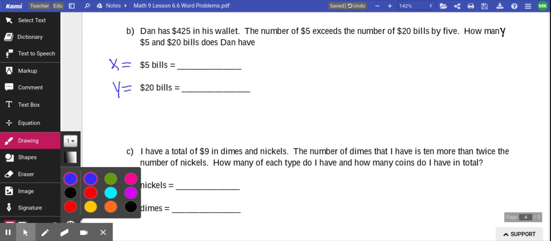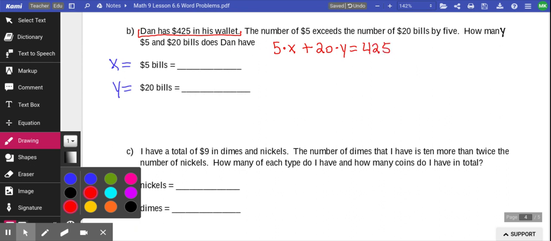We'll start with the first sentence, which doesn't look like it tells us much, but it does. It says Dan has $425 in his wallet. I can actually turn that into a mathematical equation. So if I wanted to calculate how much money he had, I would take the number of $5 bills he has and times it by 5. So 5 times x represents how much money he has in $5 bills. Then I would add how much money he has in $20 bills. That would be $20 times the number of 20s, which is y. And that should equal $425. Right? That's how I count money.